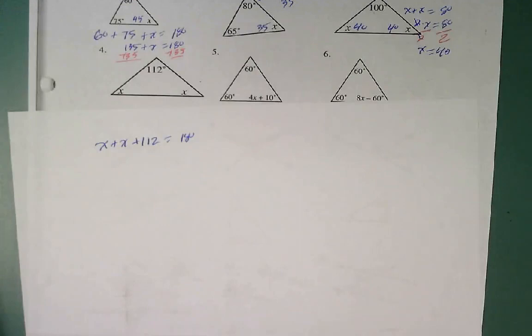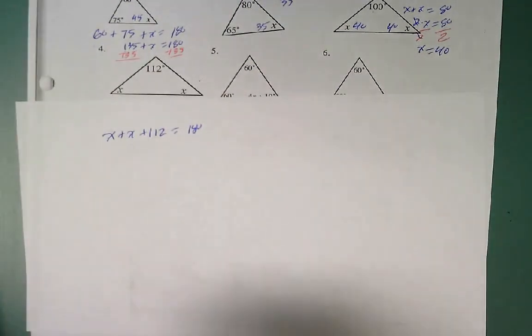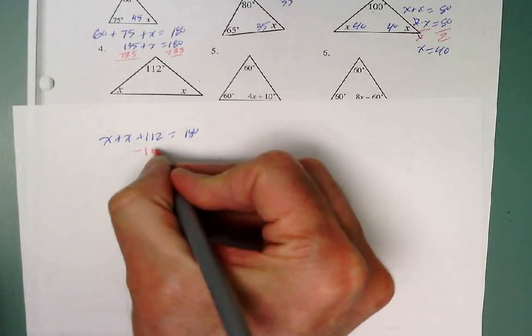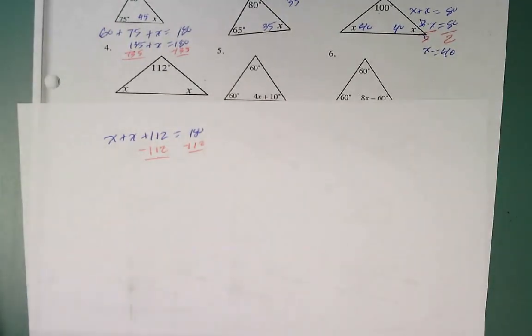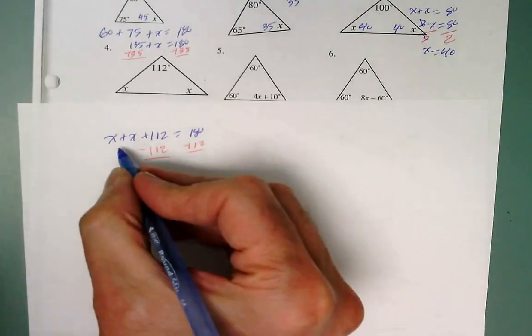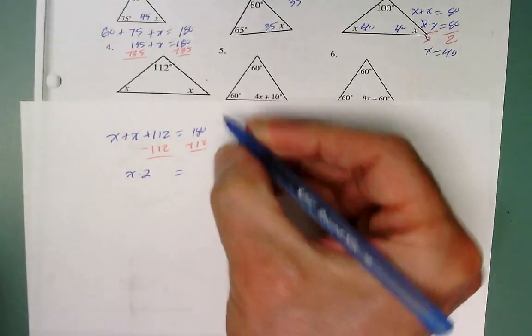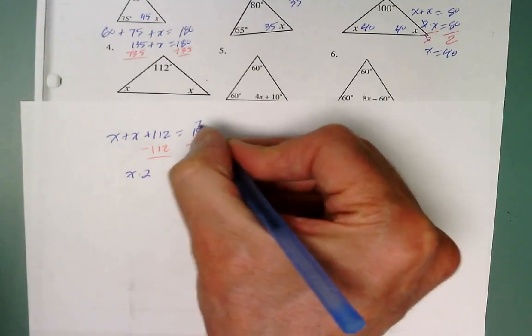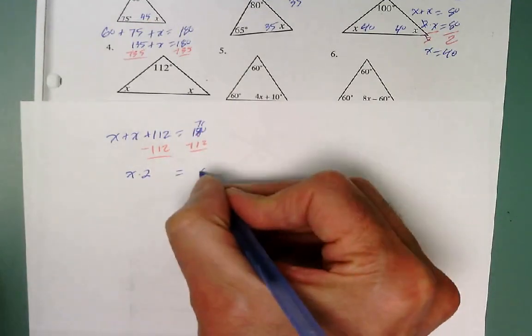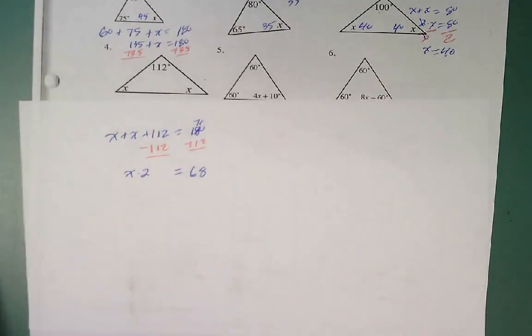All right, 180. So I'm going to subtract 112 from both sides. Okay, they will cancel out on that side. And then I'm going to write, instead of x plus x, I'm going to write x times 2. And 180 minus 112, I got to borrow, right? So 10 minus 2 is 8. 7 minus 1 is 6. So I get 68. X times 2 equals 68.